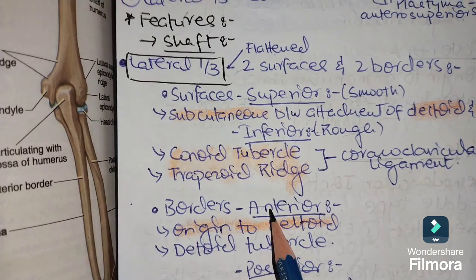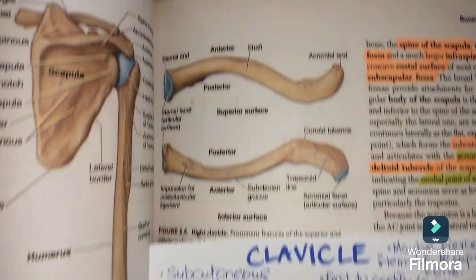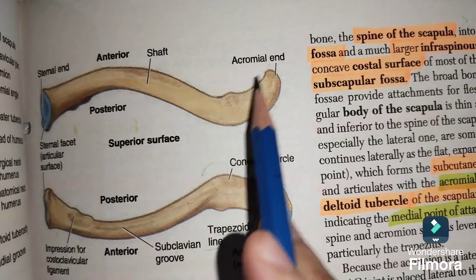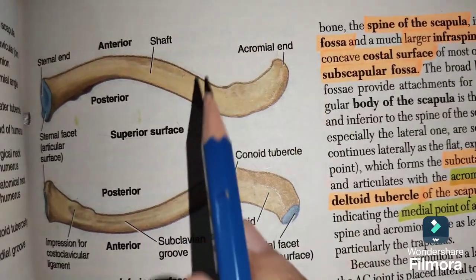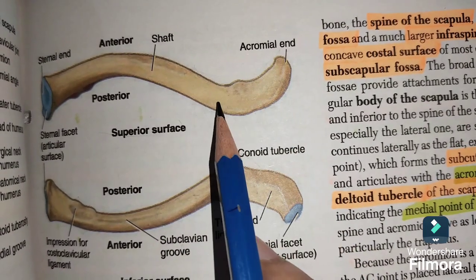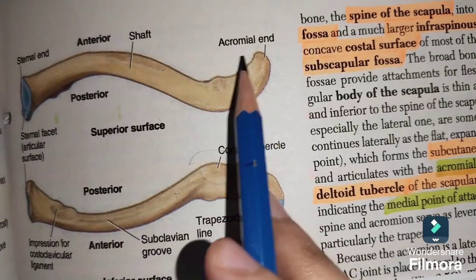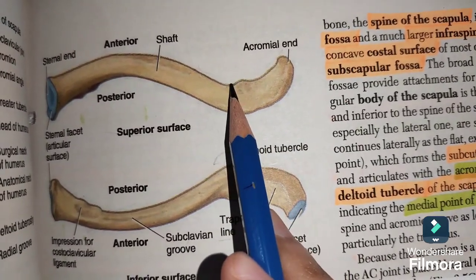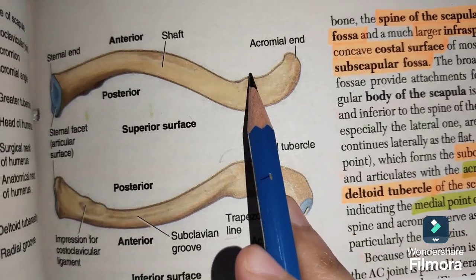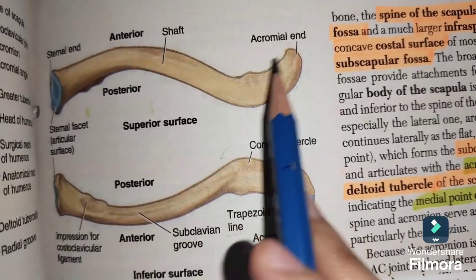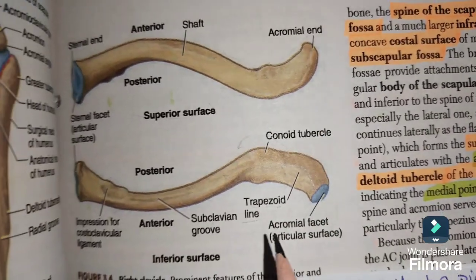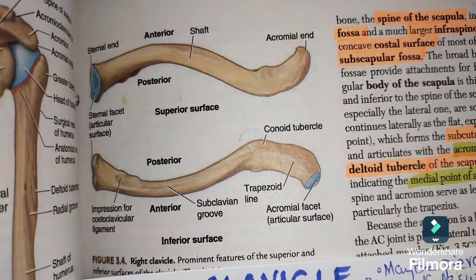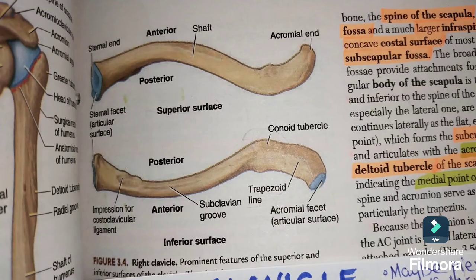on the anterior border of the clavicle, of the lateral one-third of clavicle or the acromial end, we have the attachment of deltoid muscle. And which attachment? The proximal attachment, which means the origin of the deltoid muscle. Proximal attachment means origin and the distal attachment means insertion.